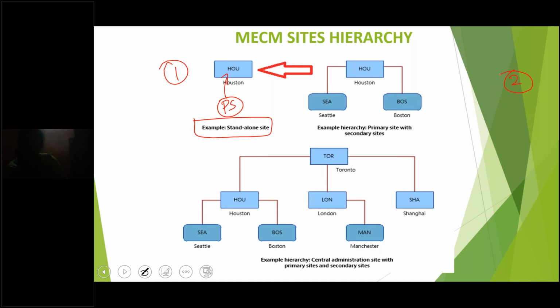Second, which is very common, is medium size companies. This one is for small size company. This one is for medium size companies. In this one you have a primary site on the headquarter and secondary in the branch offices. So all the branch offices will have a secondary site, and secondary will report to primary like this.